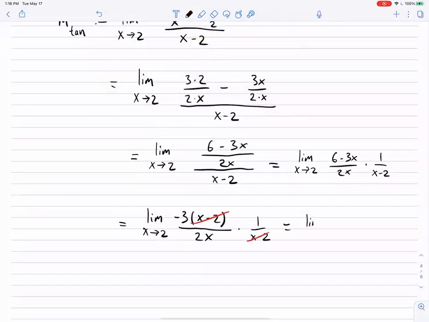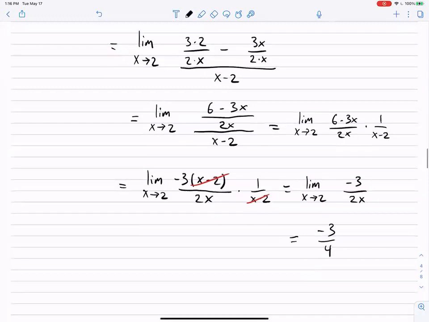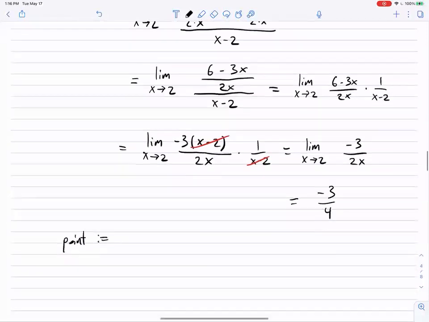And so this becomes the limit as x approaches 2 of negative 3 over 2x. Now I can plug in 2 because it will not make the bottom 0. And so this equals negative 3 over 4. The slope of our tangent line is negative 3/4. And so we have a point, 2 comma 3 halves, and we have a slope, negative 3/4, because we found it.